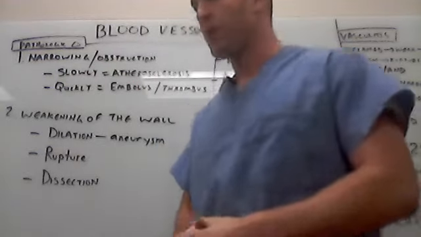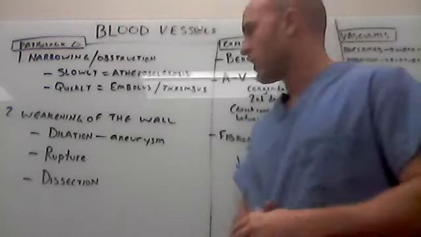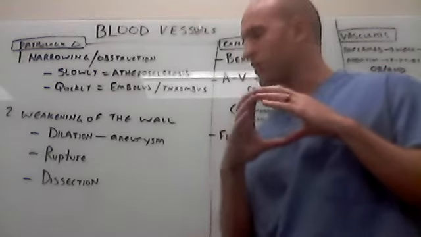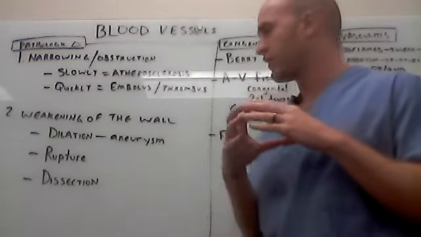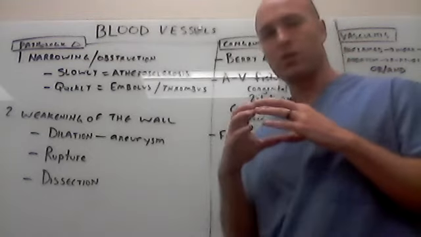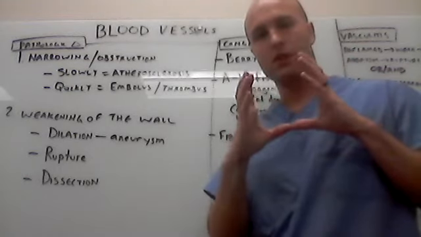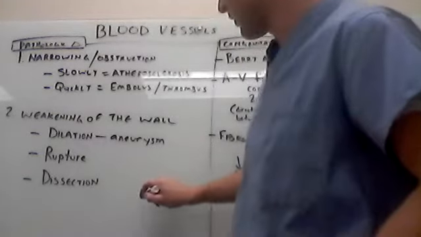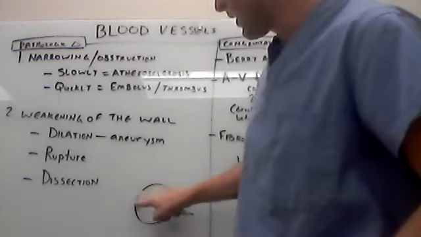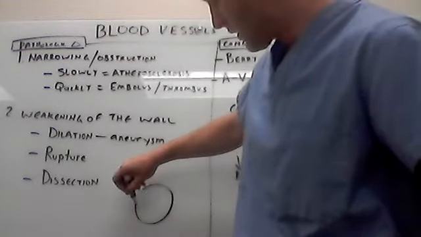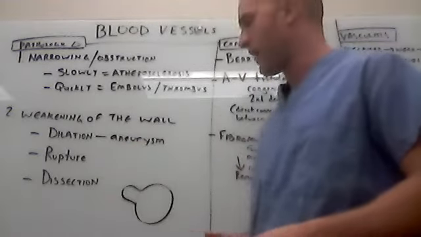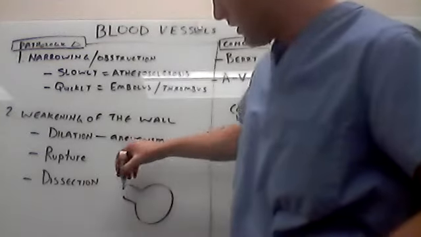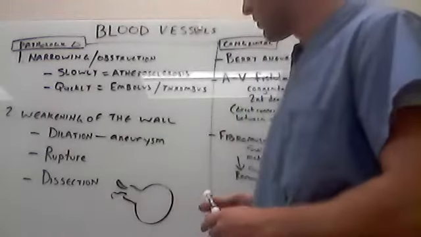The other thing that can happen with pathologic changes in blood vessels is the weakening of the wall. Each blood vessel has different layers to it, and in the wall of the blood vessel you can have a dilation, which is where something gets bigger. In the case of a dilation, you can see an aneurysm. Here would be a normal blood vessel, but if something happens where this wall gets weakened, it can bulge out like that, and you can form an aneurysm. In some cases it can rupture, so this would basically pop open, and then you have blood all over the place. And also there can be a dissection.